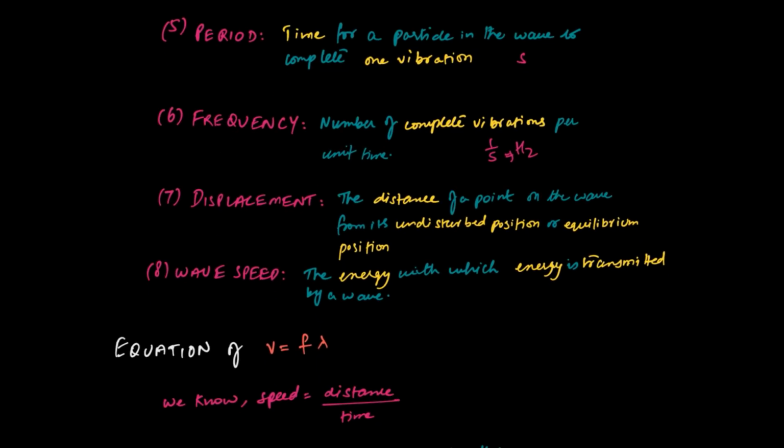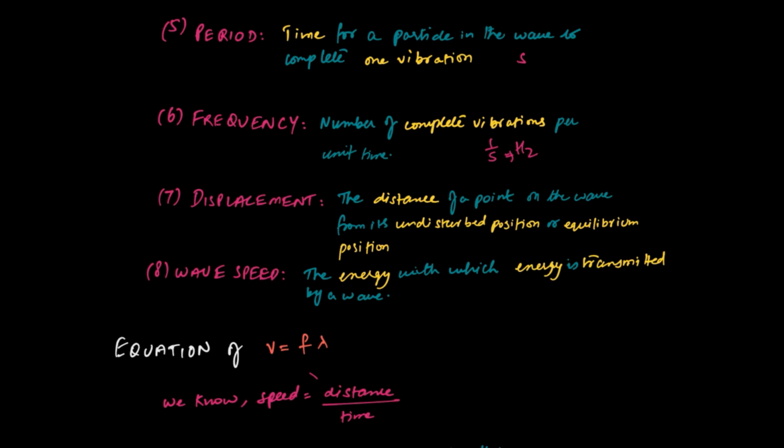Moving on, what is displacement? Displacement is the distance of a point on the wave from its undisturbed position or equilibrium position or mean position. So distance or displacement and amplitude. Amplitude is the maximum displacement from the mean position, and displacement is just any displacement. So if this is a wave, this is also some displacement, even though not the maximum, this would be the maximum, but still this is also some displacement from the mean undisturbed or equilibrium position.